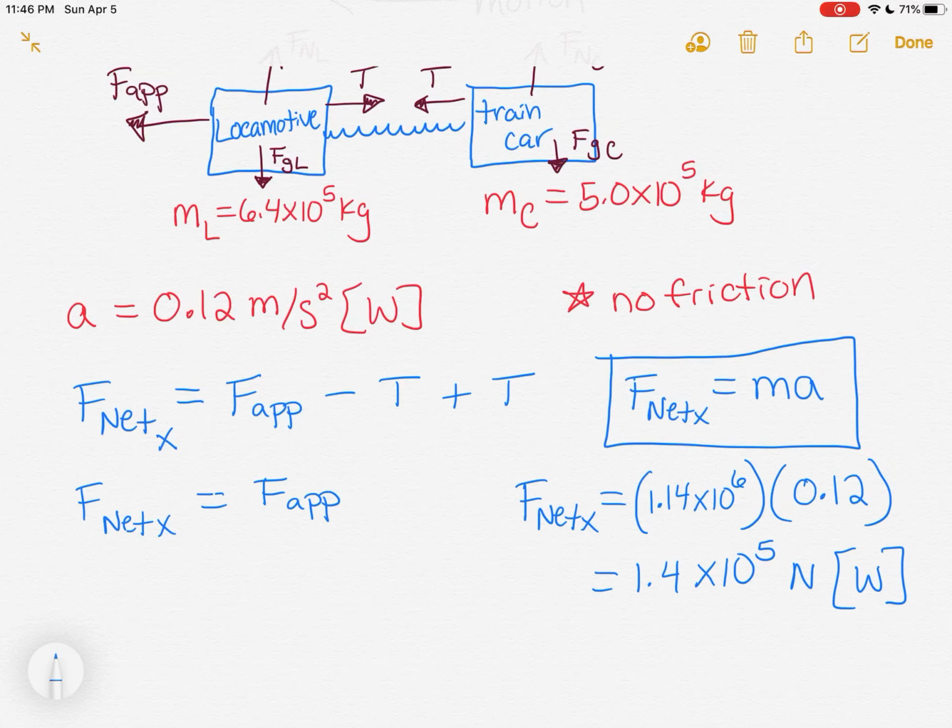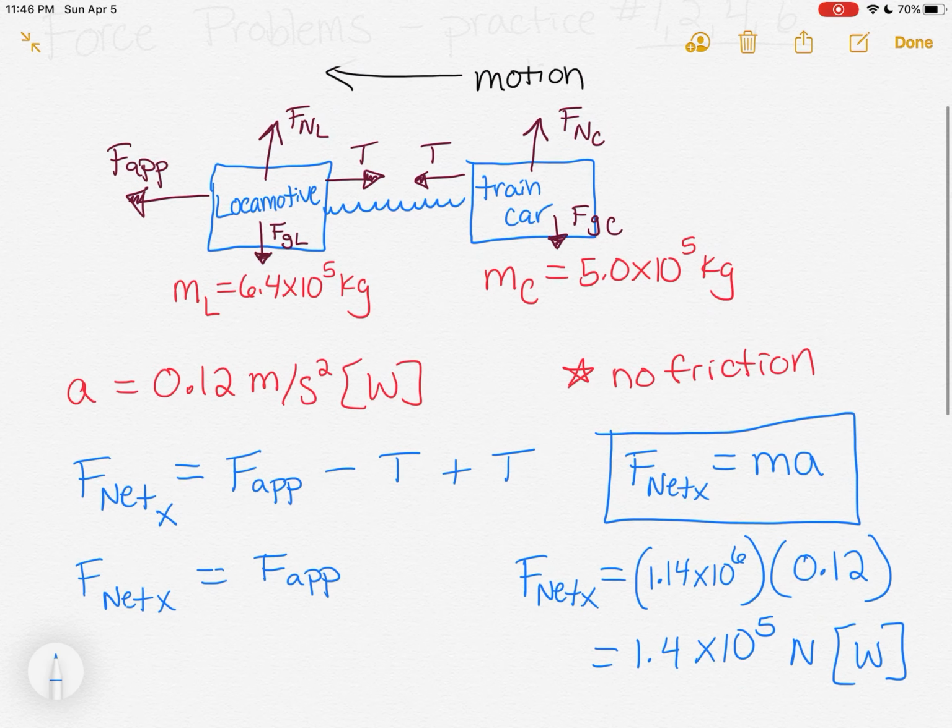Part B, we're looking for the magnitude of the tension between the locomotive and the train car. So we have to actually look at probably just the train car specifically.